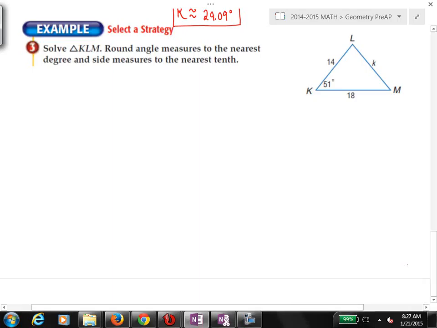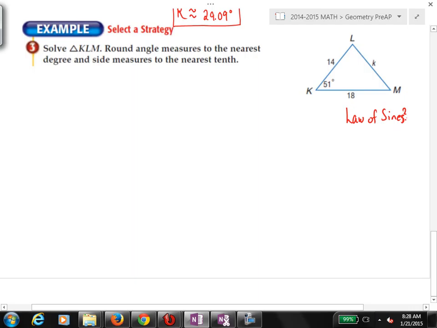This last example, 3, they want us to select a strategy. This time they're not looking for a particular side or a particular angle. They just tell us solve this triangle, which again solving means finding all the angles and finding all the sides. Once again, first law of sines, and I'm putting a question mark because I'm asking, can I use law of sines?